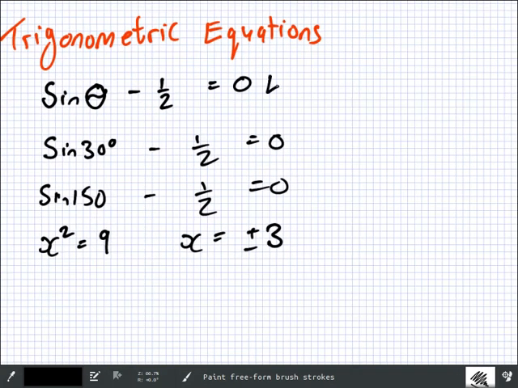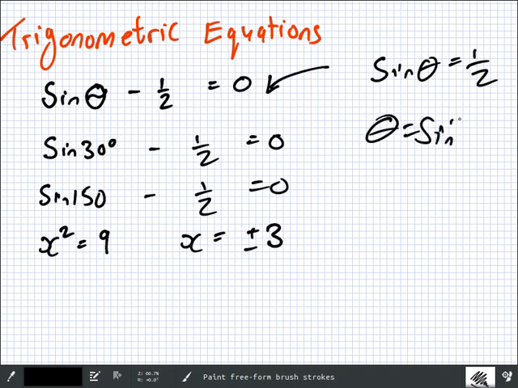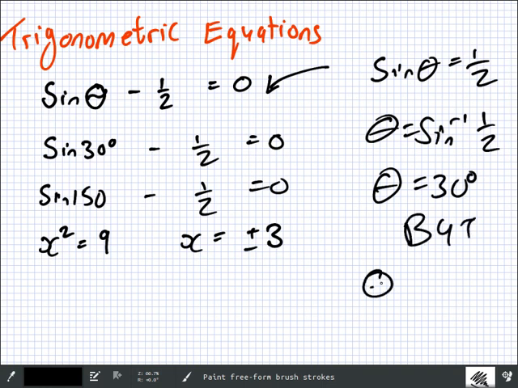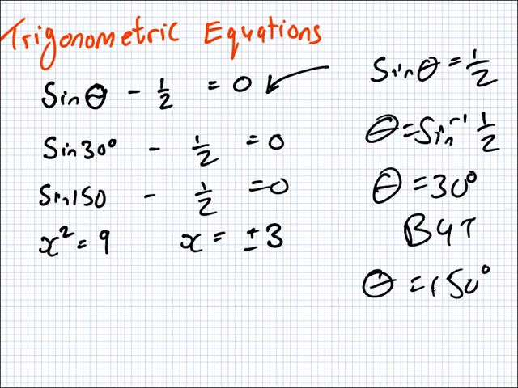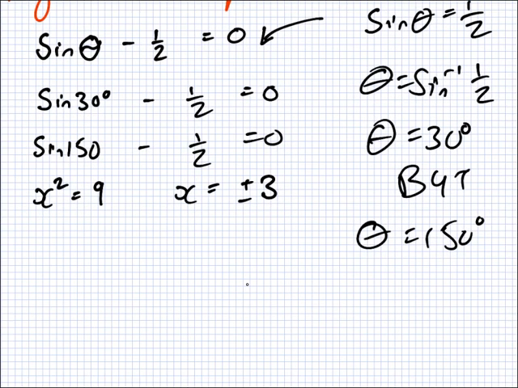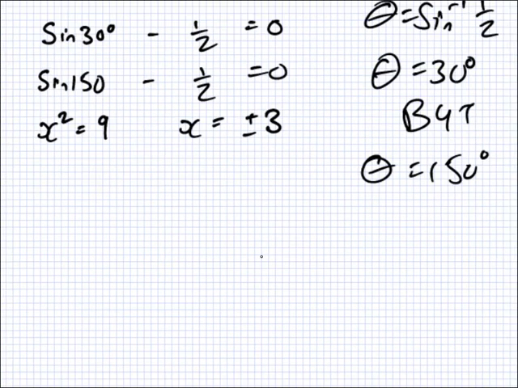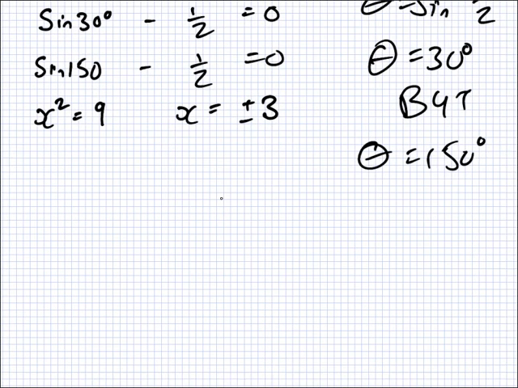So just to be clear what happened here, you said sine theta equals a half, theta equals sine inverse a half. The calculator said theta equals 30, but there's a second answer of theta equals 150. How can we get that? 180 minus the 30 is how I got it. There's a couple of ways to think about this, but one easy way is with this circle.